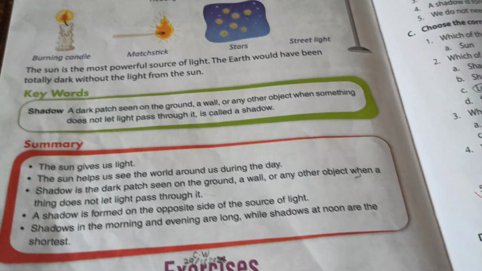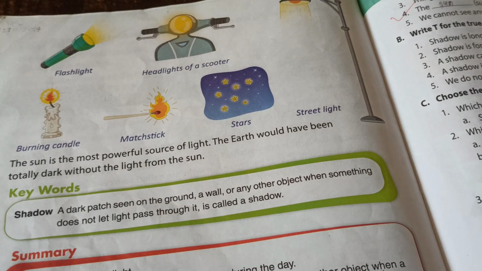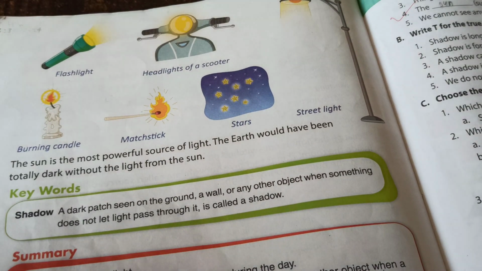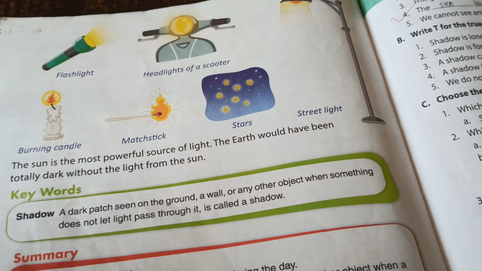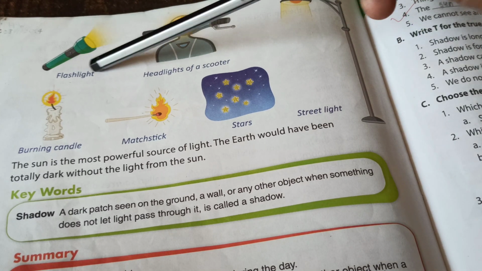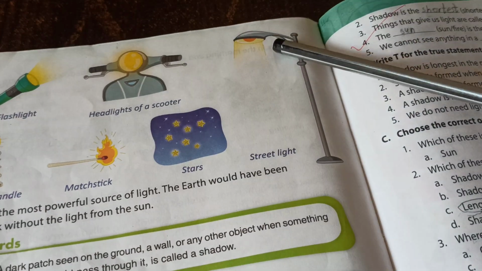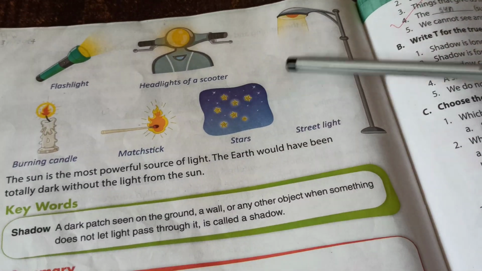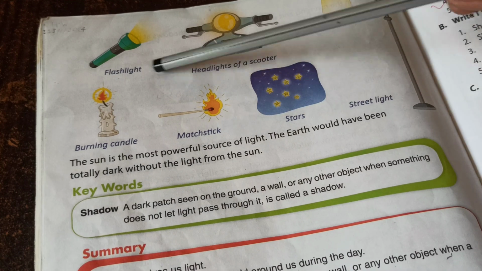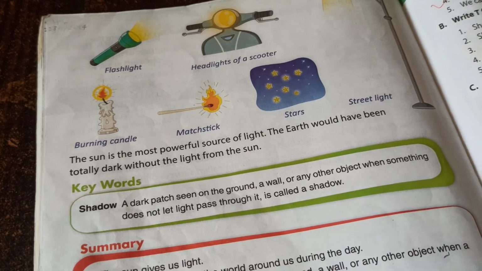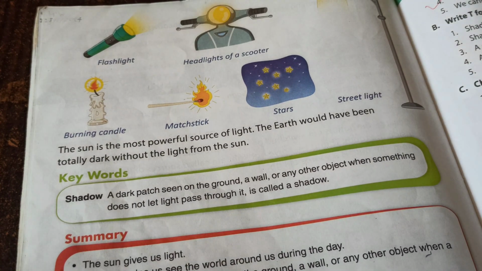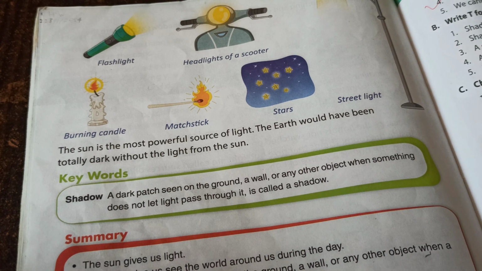Okay, without the sun the whole earth would be in darkness. You can see here flashlight, headlights of a scooter, street light, stars, matchsticks, burning candles are our sources of light. The sun is the most powerful source of light. The earth would have been totally dark without the light from the sun.